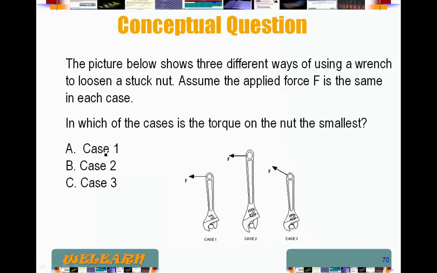Now, of course, we somewhat answered this question in the previous slide. So the question here is asking us about the smallest torque. And obviously, since we have the same force and the one with the smallest lever arm was case 3, it results in the smallest torque.